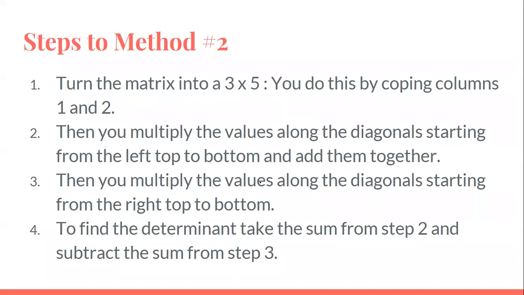All right, method number 2. Okay, so method number 2 is we're going to turn the matrix into a 3x5. How do we do that? You're going to copy columns 1 and 2 onto the end. Then you multiply the values along the diagonals, starting from the left top to bottom, and add them together. Then you multiply the values along the diagonals, starting from the right top to bottom, and you're going to add them together as well.